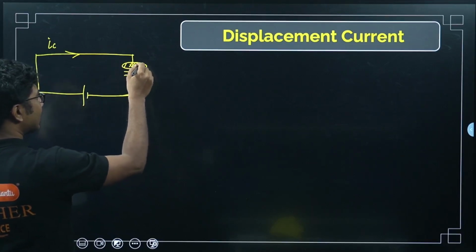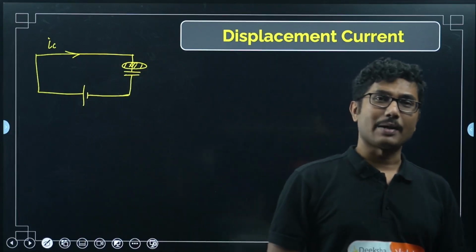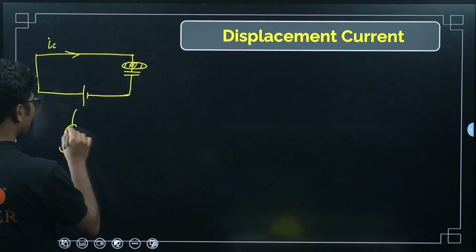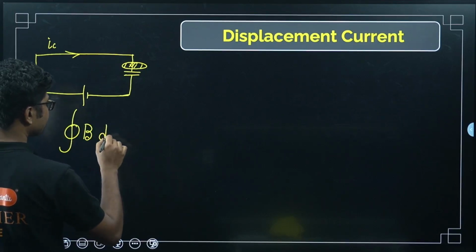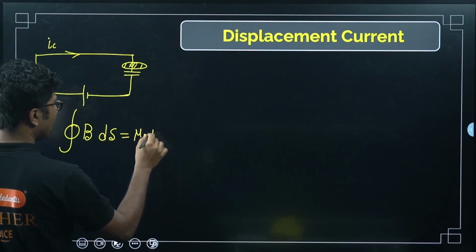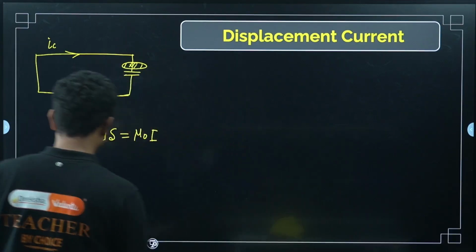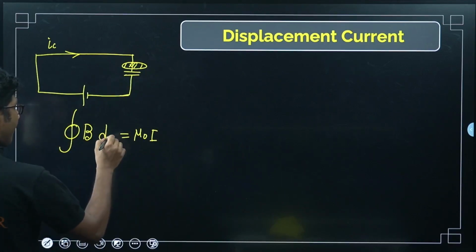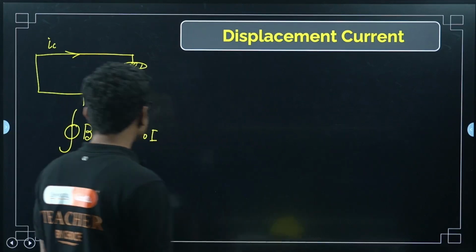So if you consider this surface, the current is flowing through this, and you can apply Ampere's law, that is, the closed loop integral of B dot dl should be equal to mu naught I, right? This is Ampere's law. We already learned about it.